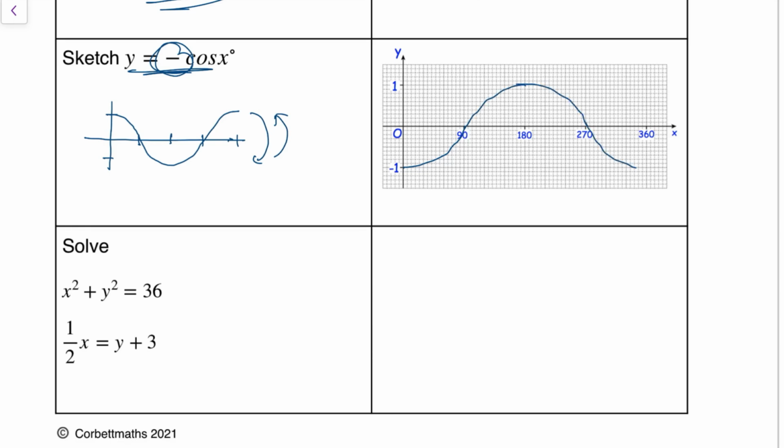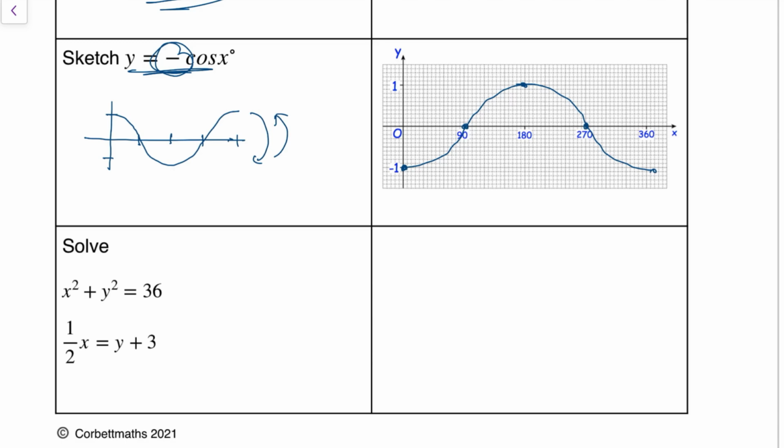Now, let me draw it and then I'll talk about it. Things to note, I do need to make sure I'm showing clearly the 180, 270, 360, the 1 and minus 1 and 0. And I need to make sure this is a smooth curve, not some jagged straight lines. And that's it, happy with that one. Final question. Gone quite quickly today, relatively, so let's see what this last one is.